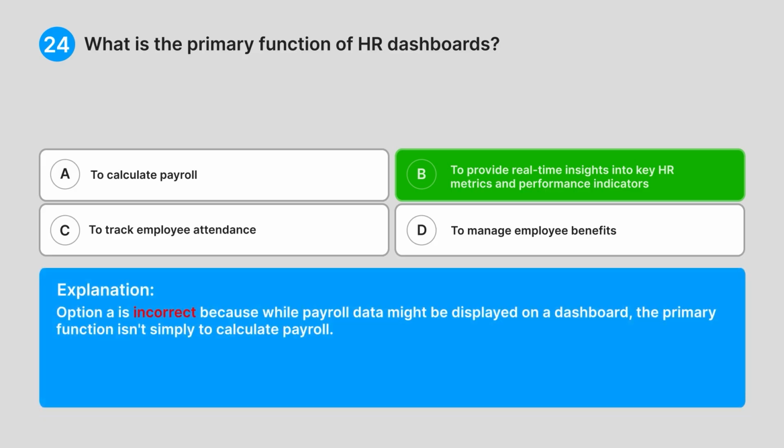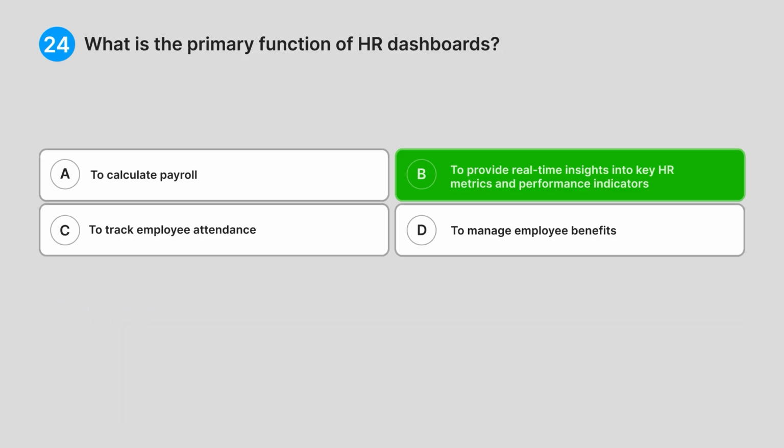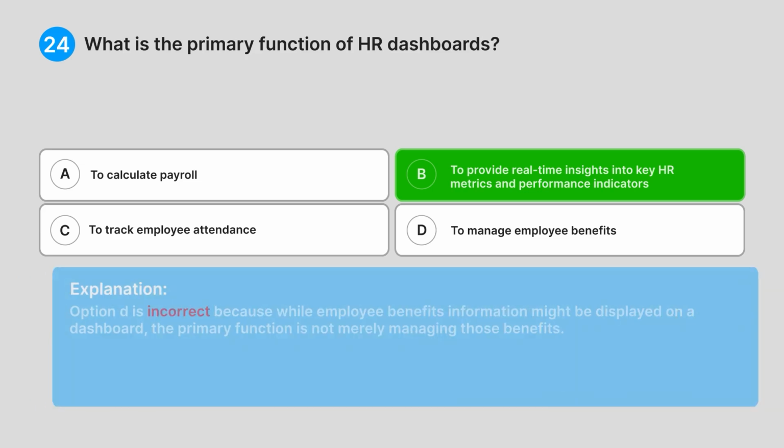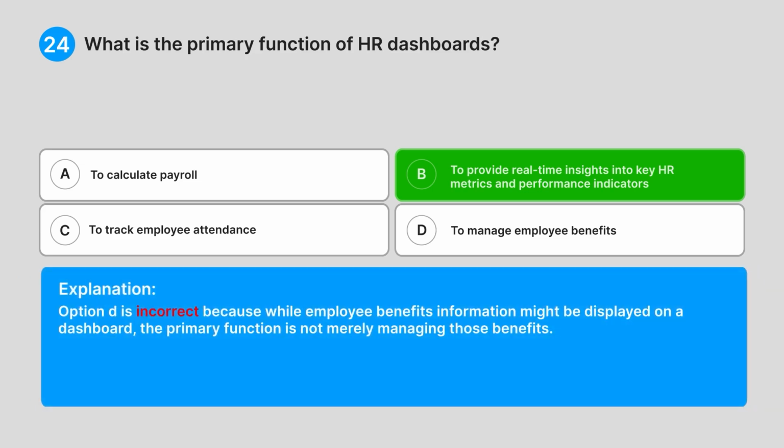Option A is incorrect because while payroll data might be displayed on a dashboard, the primary function isn't simply to calculate payroll. Option C is incorrect because while attendance data might be displayed on a dashboard, the primary function isn't just tracking attendance. Option D is incorrect because while employee benefits information might be displayed on a dashboard, the primary function is not merely managing those benefits.